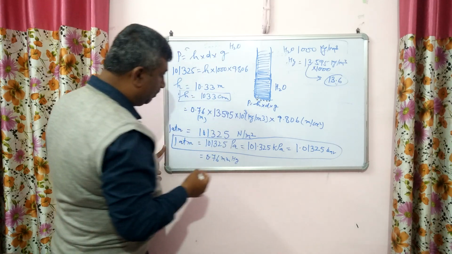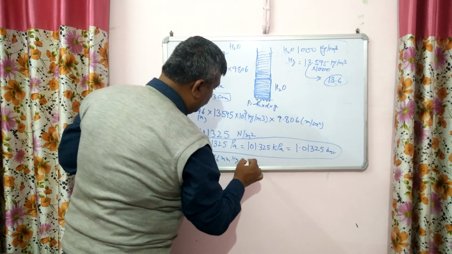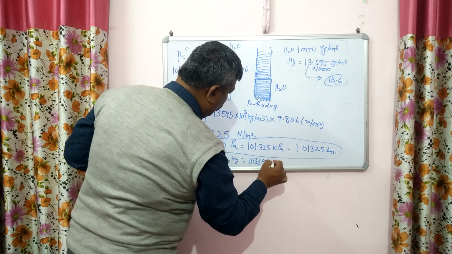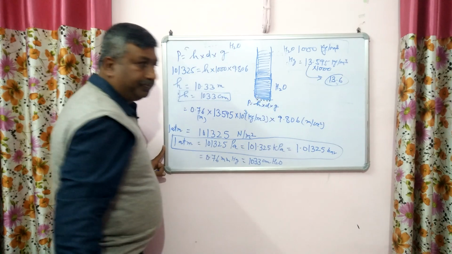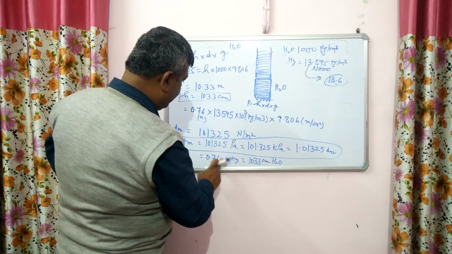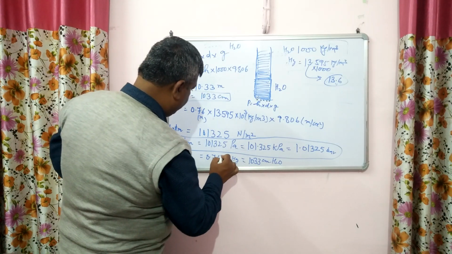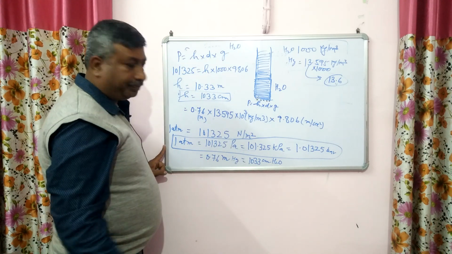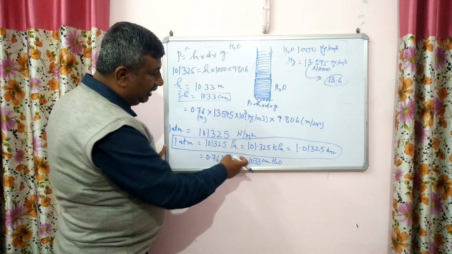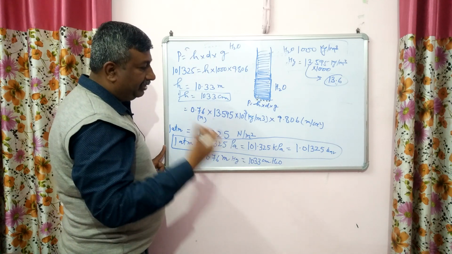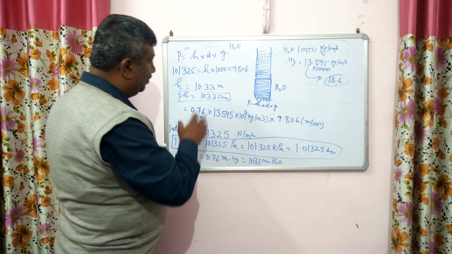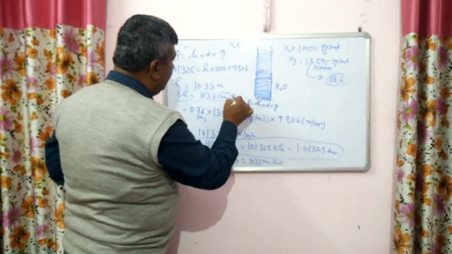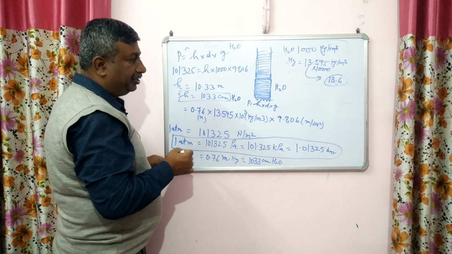So 1 atmospheric pressure is equal to 1033 centimeter water. It is 0.76 meter mercury, not millimeter. Okay, so 1033 centimeter, and how much will it be in millimeter? 103.3. Divide it by 10 and we get millimeter. So this is the relationship that 1033 centimeter water is equal to 1 atmospheric pressure.